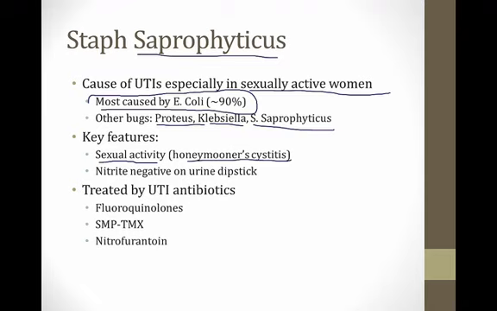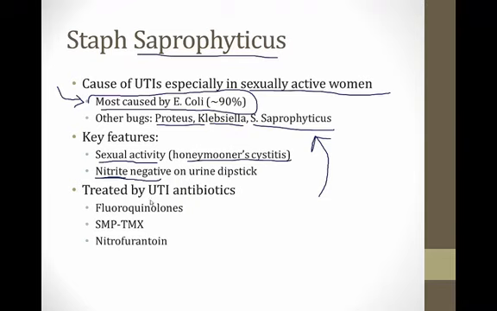So most bacteria, especially E. coli that cause UTIs, produce nitrites, and you can pick this up on a urine dipstick. If they tell you in a board question that the nitrite is negative, then this is what you should think of. Staph saprophyticus is very common after E. coli when the nitrite is negative. The other bacteria it could be is Enterococcus.